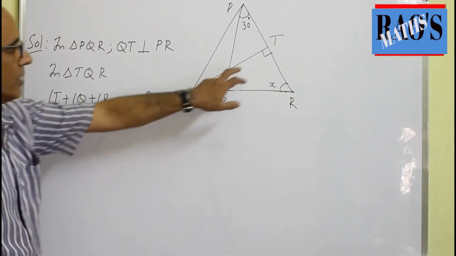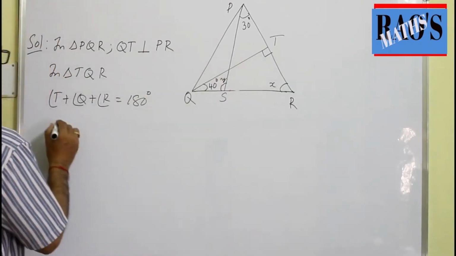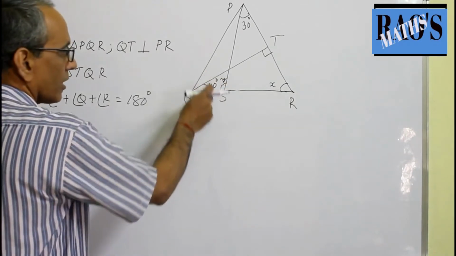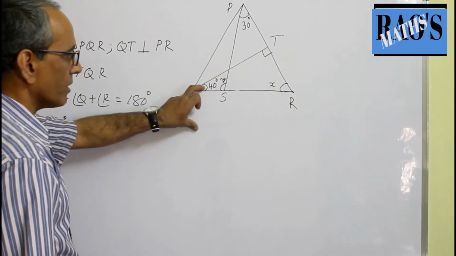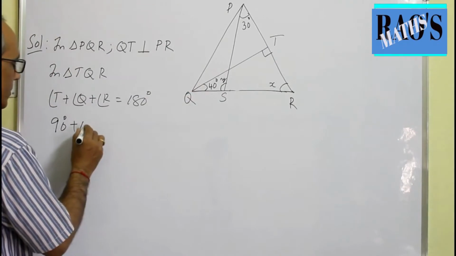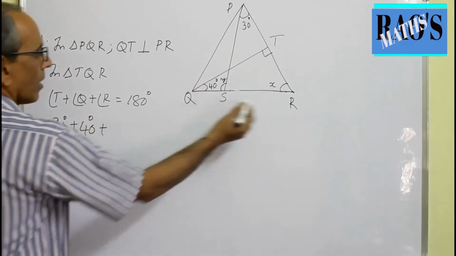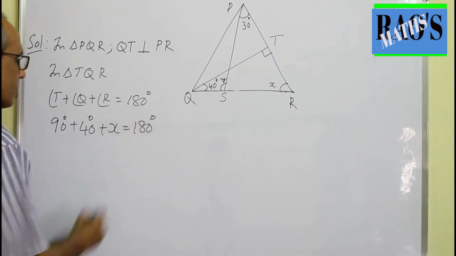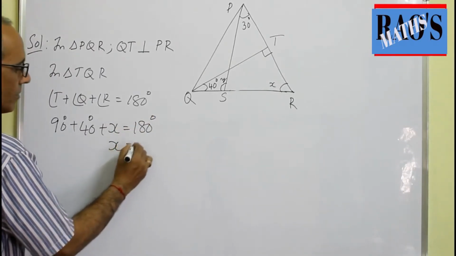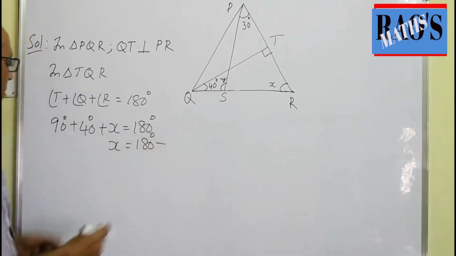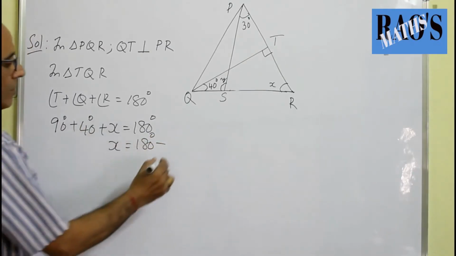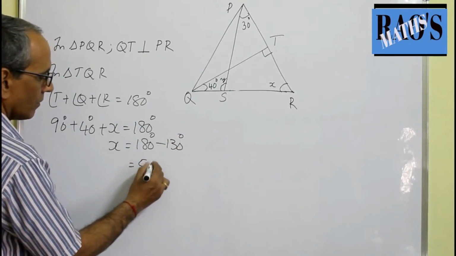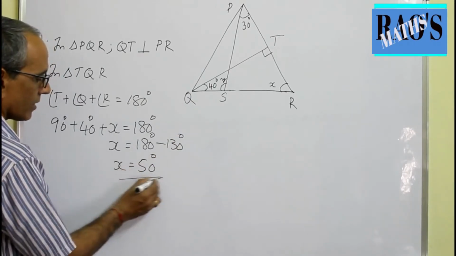Angle T in this triangle is 90 degrees plus angle Q in this triangle, not the whole triangle, this part we consider, that is 40 degrees. Angle R in the triangle is X, and the total is 180. So X is 180 minus the sum of 90 plus 40, that is 130. 180 minus 130 degrees. We got 50 degrees as the value of X.